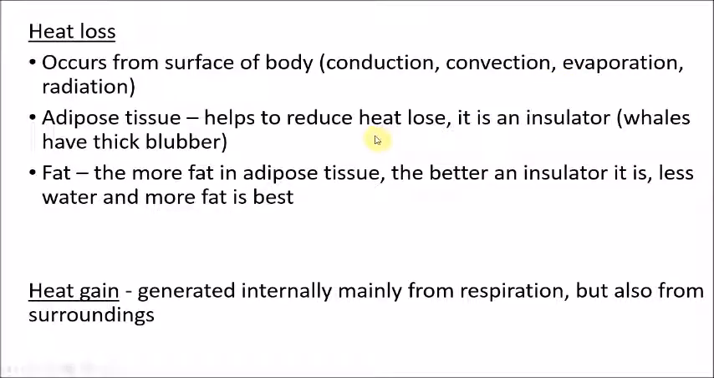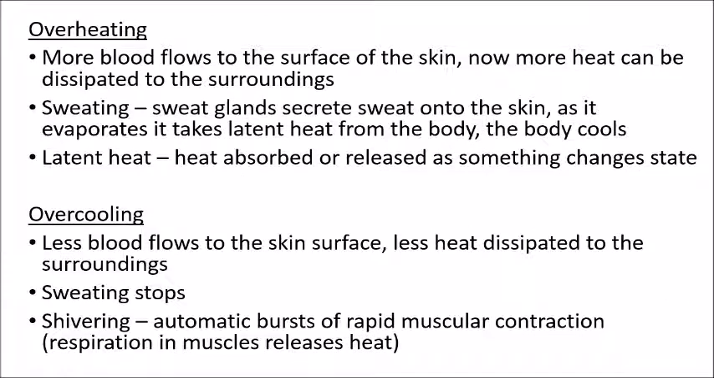Adipose tissue is fat, and it's an insulator. Hence, whales have thick blubber, so do polar bears to keep warm. Now, adipose tissue is made of fat and water, but the more fat in adipose tissue, the better, because it's a better insulator. Heat gain is generally internally from respiration, but you can also get it from the surroundings if you're in a really hot place. The last thing I'm going to talk about today is overheating and overcooling.